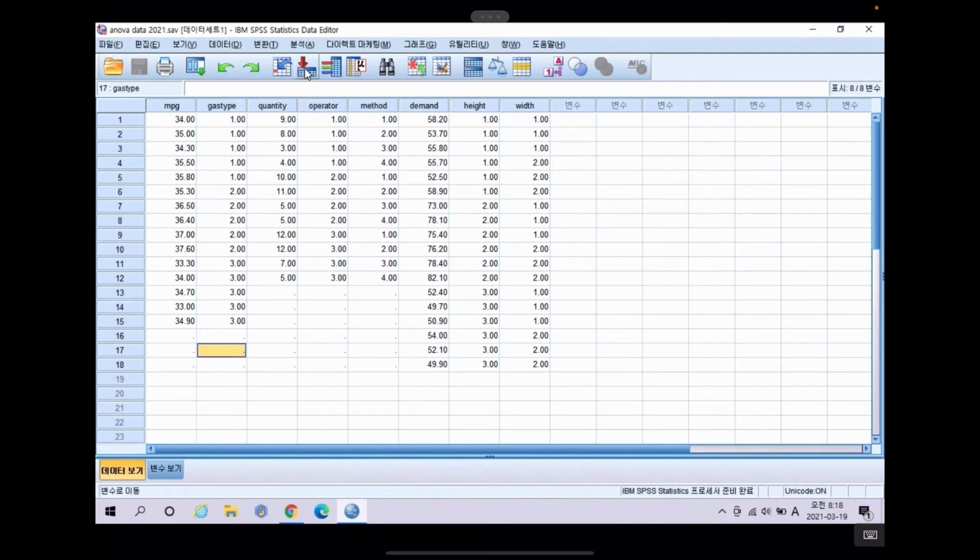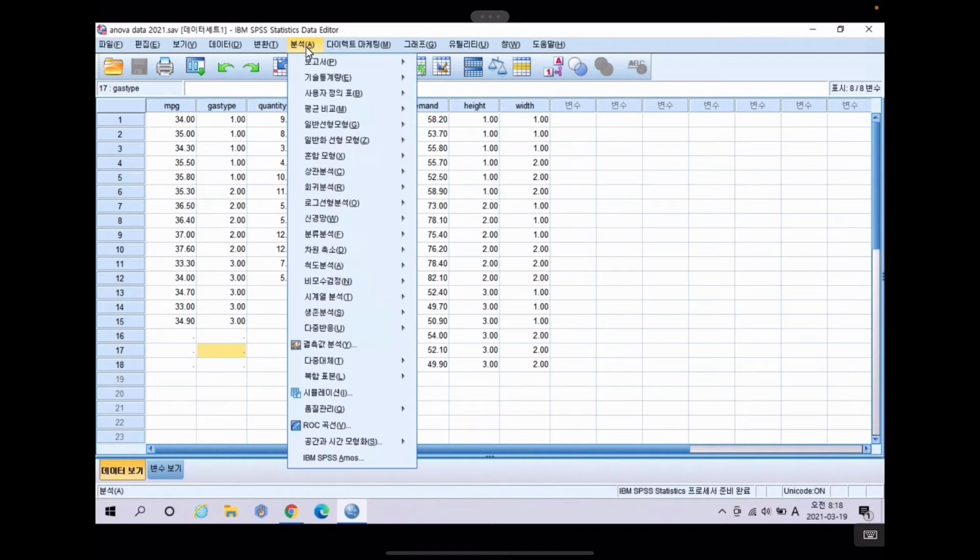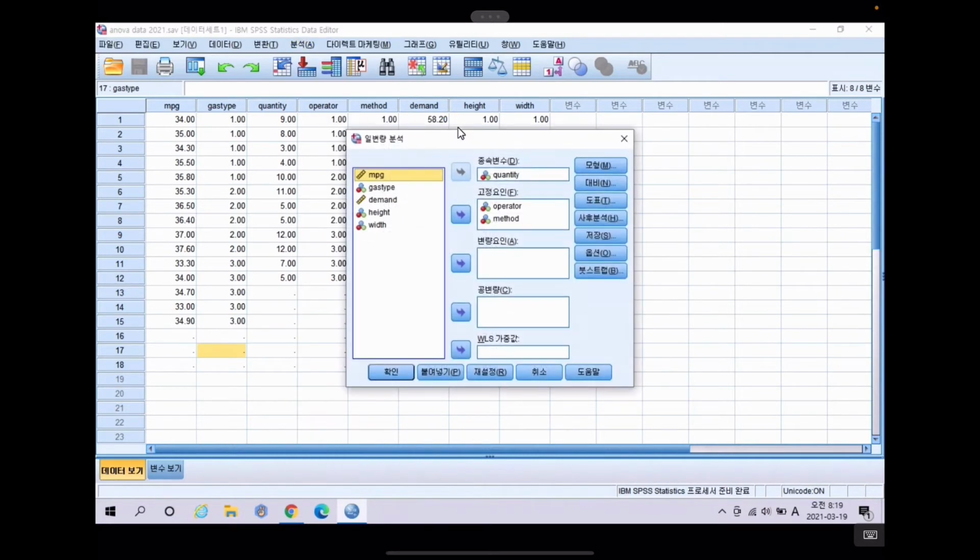Now you go to the analysis here, and remember that for the one-way ANOVA case, you choose this menu. But in order to analyze two-way ANOVA, you go to this one, called the general linear model. From the submenu, you select univariate. If you have a MANOVA, you select this one, but in this case we choose the univariate case.